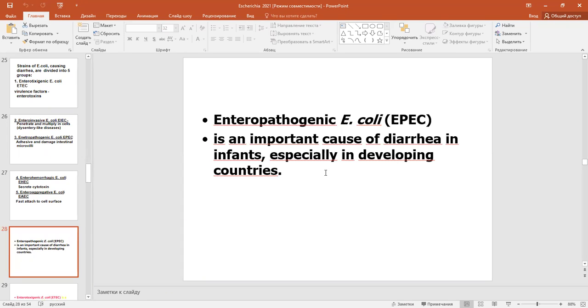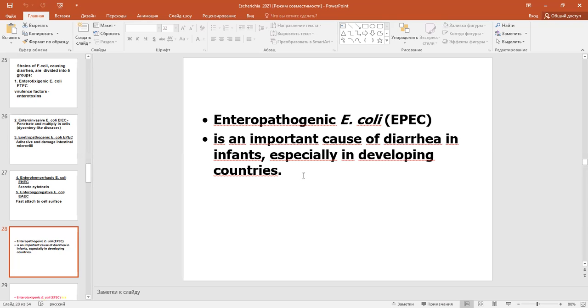When we are going to do diagnosis of diarrhea, of course, we are not looking for conditionally pathogenic strains of Escherichia coli. We are looking for exactly pathogenic strains. What properties do they differ by? From the beginning, morphology and staining. They have similar morphology and similar staining. All of them are gram-negative rods. So they do not differ by morphology and staining.